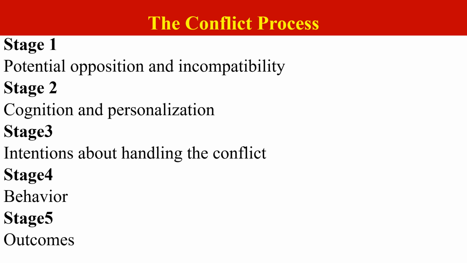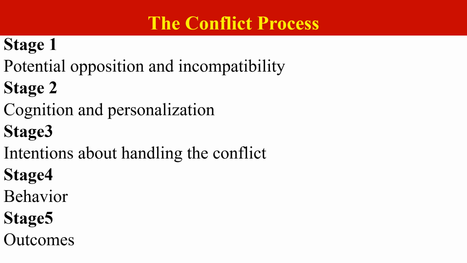There are 5 stages of conflict resolution process in any organization. In stage 1, there is potential opposition and incompatibility among the individuals and groups within the organization, which causes difference of opinion and therefore a conflict within the organization. Stage 2 is cognition and personalization. Cognition is the thinking process by which human beings perceive the things through their 5 senses and form personalized views about the issues.